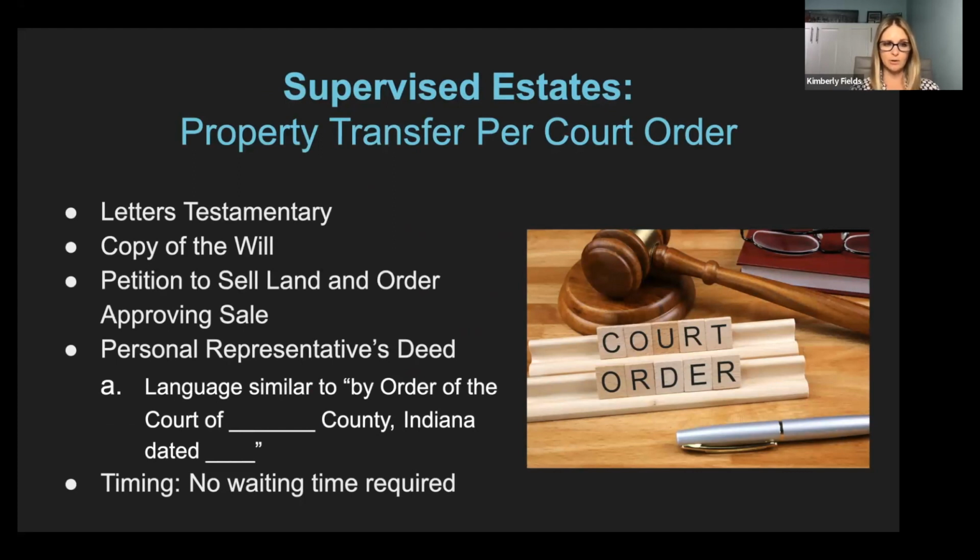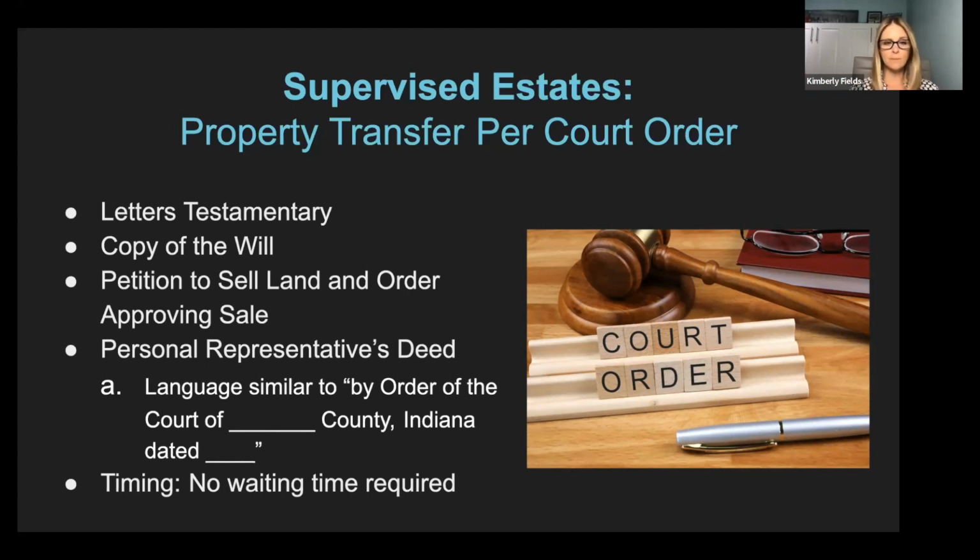You need letters testamentary to be issued. You do need a copy of the will. Now, usually the probate is filed and the will is also filed, so you can get that from the case. You're going to need a petition to sell the land and an order approving it. That's something that sometimes people don't understand. They'll say, hey, I've got the petition to sell, but we really need an order approving that sale so that we know the judge has signed off on this transaction.